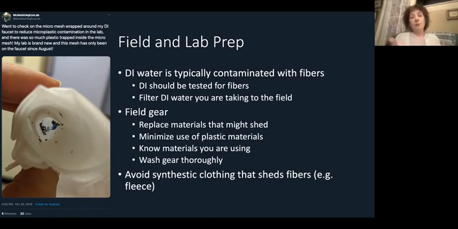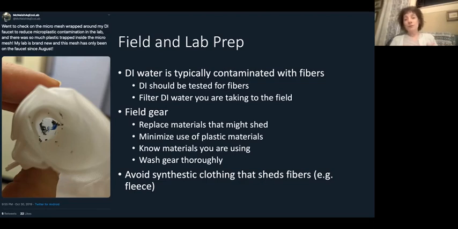So DI water should be tested for fibers. Even RO water can sometimes be contaminated. That's reverse osmosis water. Field gear, it's important to replace materials that might shed. You want to minimize the use of plastic where you can. I think I said that earlier. And know what materials you're using. Wash your gear thoroughly. Rinse it off with water that is less likely to be contaminated with particles.